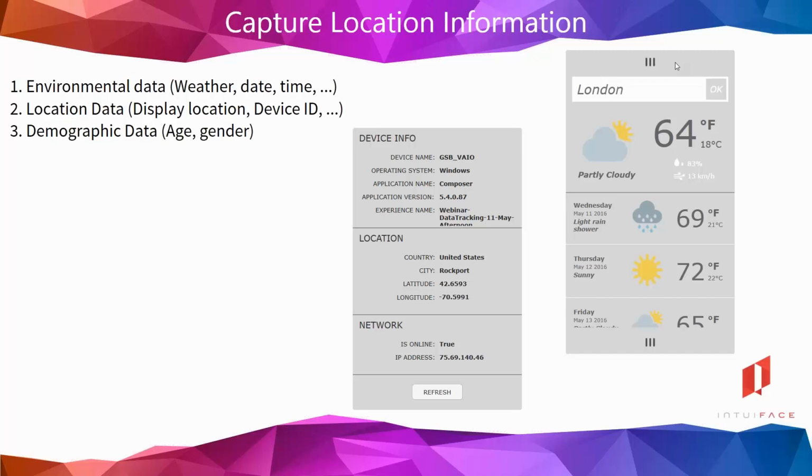Same thing for device information. Now, some of this we record automatically anyway, but it's just another example of information that's available so you can capture it and treat it as additional parameters for your data points.